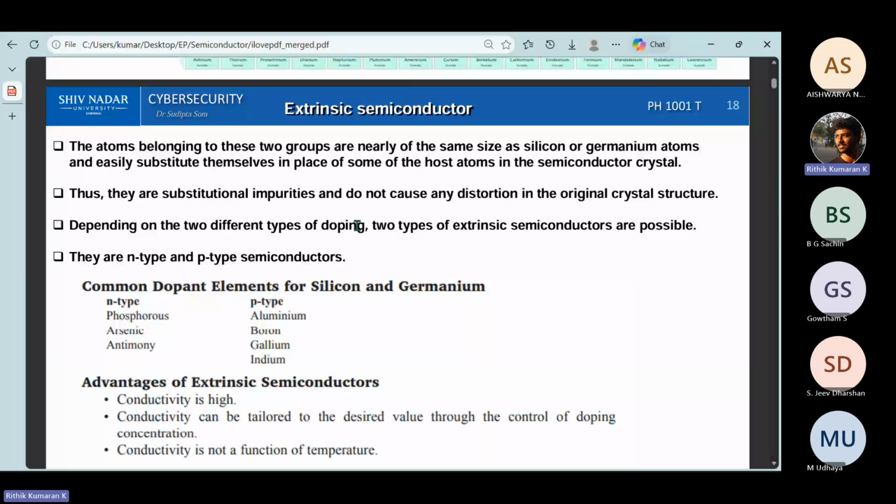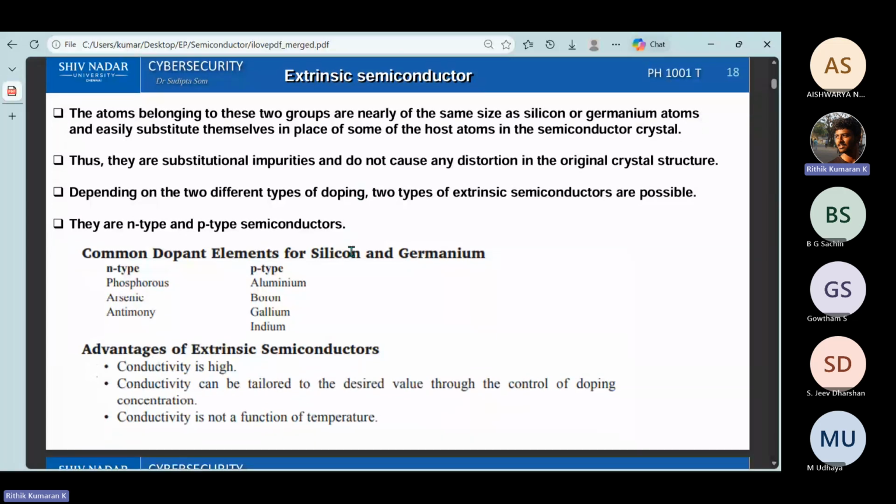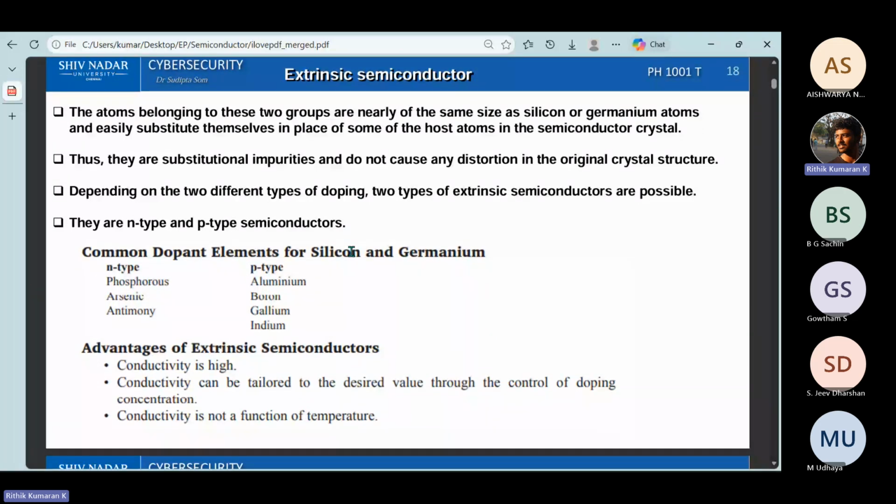Depending on the dopant, you either dope with a group 3 element or a group 5 element. To be precise, it's a trivalent or a pentavalent element. If you dope with a trivalent element, what do you call it? Anybody? It's a p-type. Yes, p-type. If you dope with a group 3, trivalent element, it is called a p-type semiconductor, whereas if you dope with a group 5, pentavalent element, it is called an n-type. These are the basic types of extrinsic semiconductor.